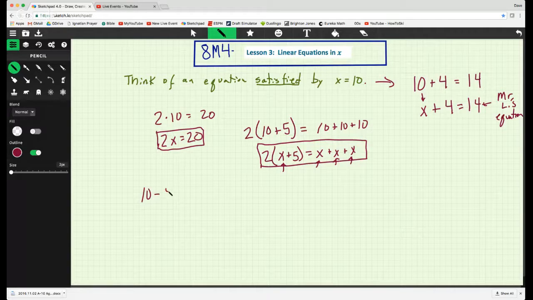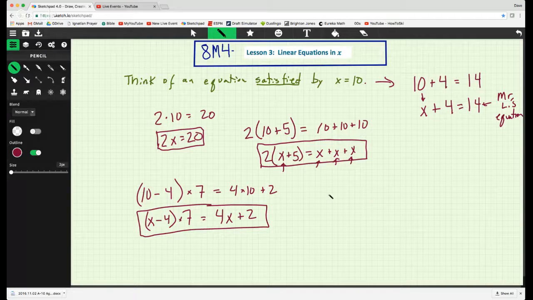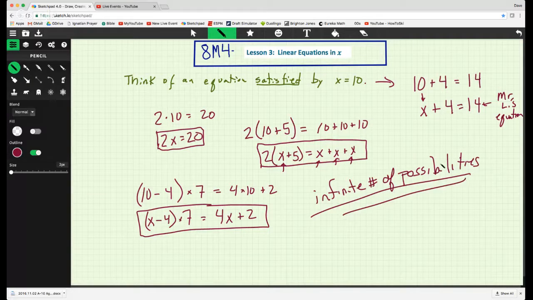10 minus 4 times 7 equals, well, that's 6, that's 42. 4 times 10 plus 2. This will equal 42 on the right, and this will equal 42 on the left. So x minus 4 times 7 equals 4x plus 2. That would also work. And actually there is an infinite number of possibilities, and hopefully you could think of one. There's an infinite number of possibilities.